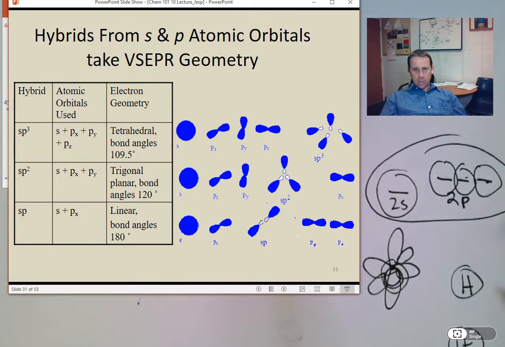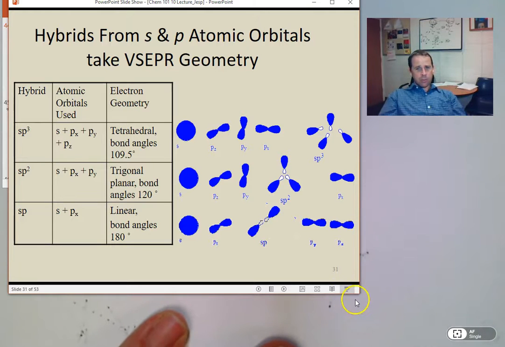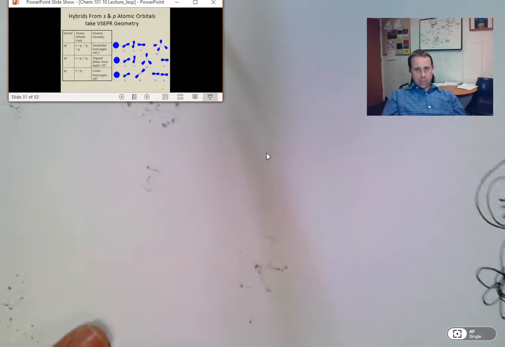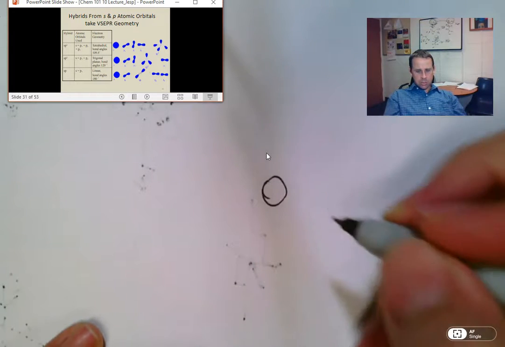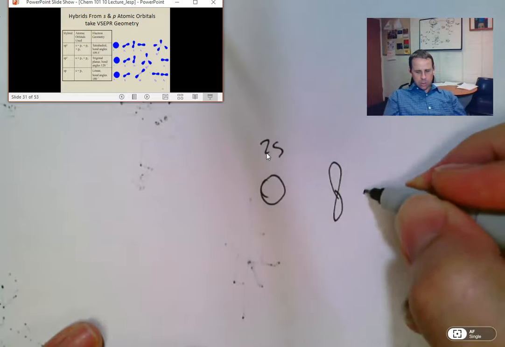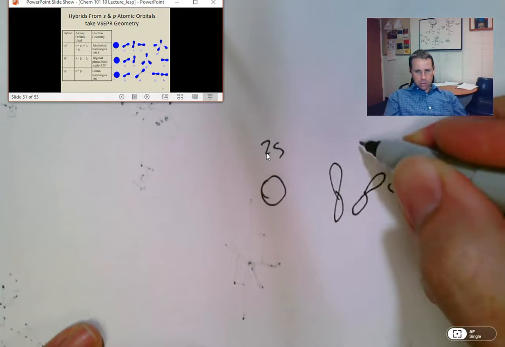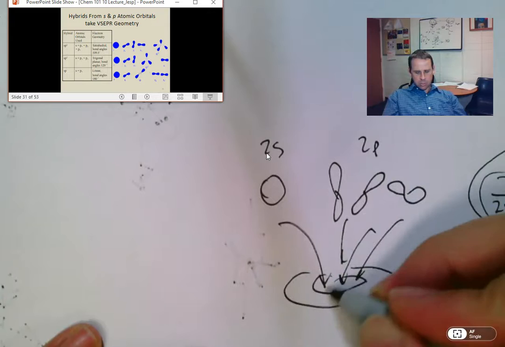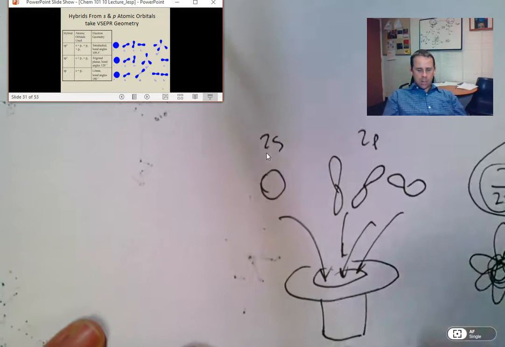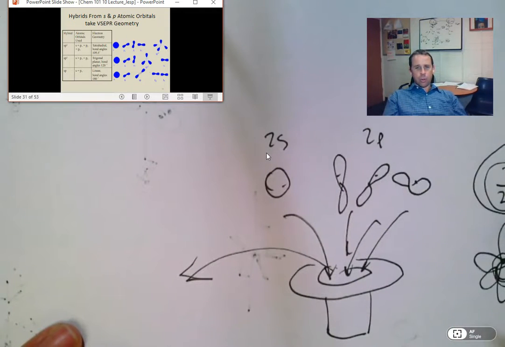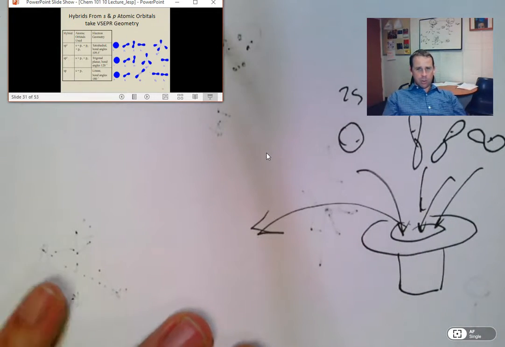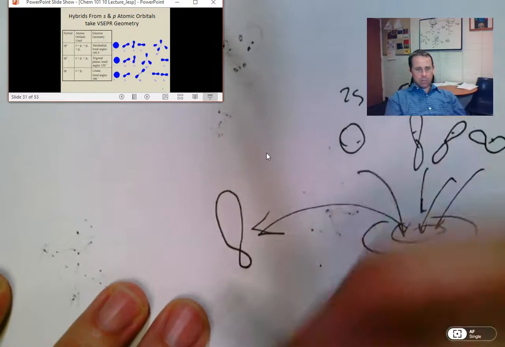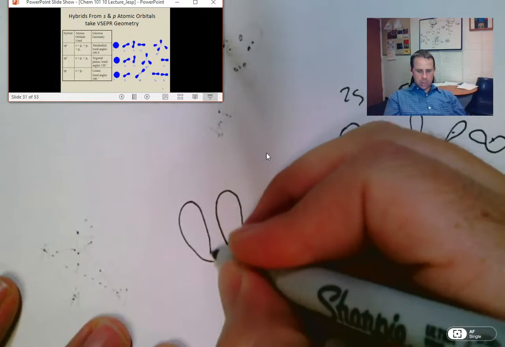And it puts them into a hat. I'll draw the hat for you. Takes this 2s, here's the 2s, and here are the 3 2p orbitals. All of them go together into a hat. Right? And then out come 1, 2, 3, 4. 4 went in, so out come 4 what we call hybrid orbitals, all right? The shape of these hybrid orbitals has a large dumbbell on one side and a very small bit of electron density on the other. And they all come out looking the same.